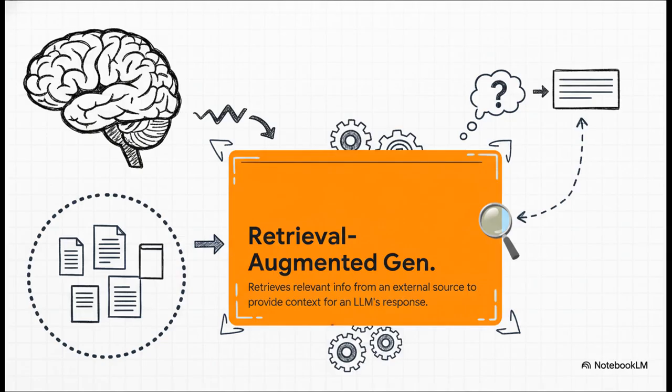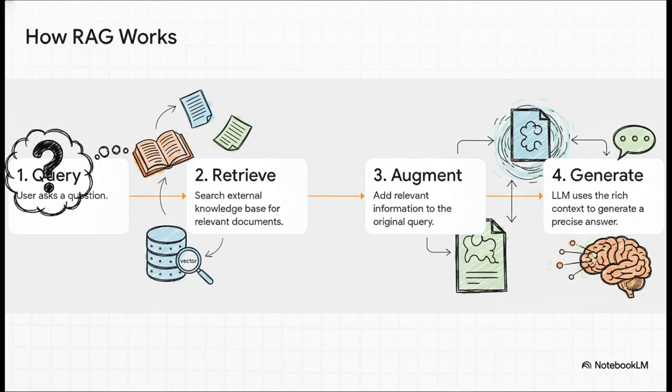Before the model even sees your question, the RAG system zips out, finds relevant documents from a knowledge base, and then crams all that info into the prompt. It gives the model all the context it needs to sound like an expert. It sounds complicated, but let's walk through it. It's really just a 4-step dance.